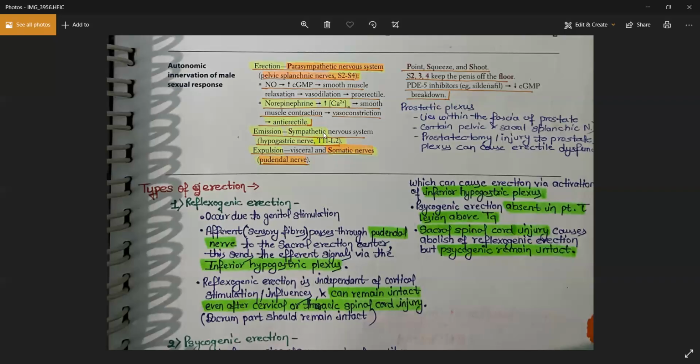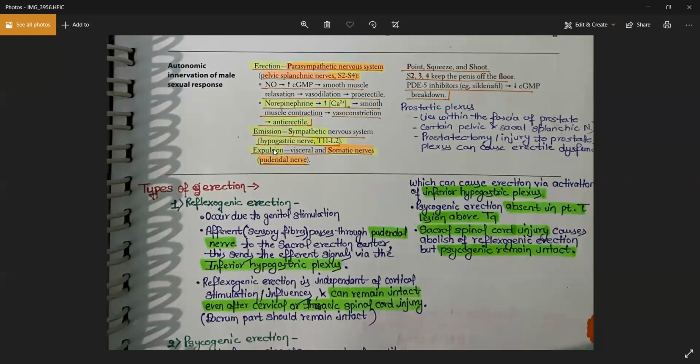Now, after the emission, the expulsion is always dependent upon the somatic supply. It is voluntary. Whenever you have a relaxation of the sphincters, that means the activation of the pudendal nerve, you can have an expulsion of the semen. That means ejaculation. So parasympathetic system for the erection, for the emission you have the sympathetic nervous system, and for the expulsion you have the somatic nervous system.